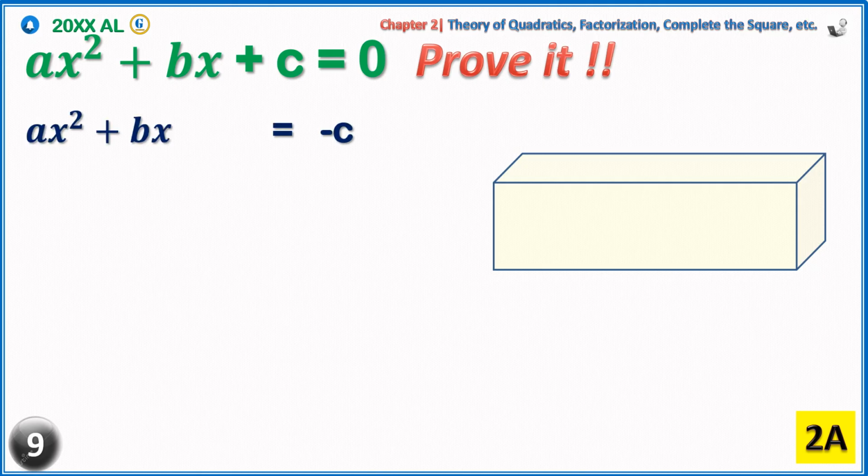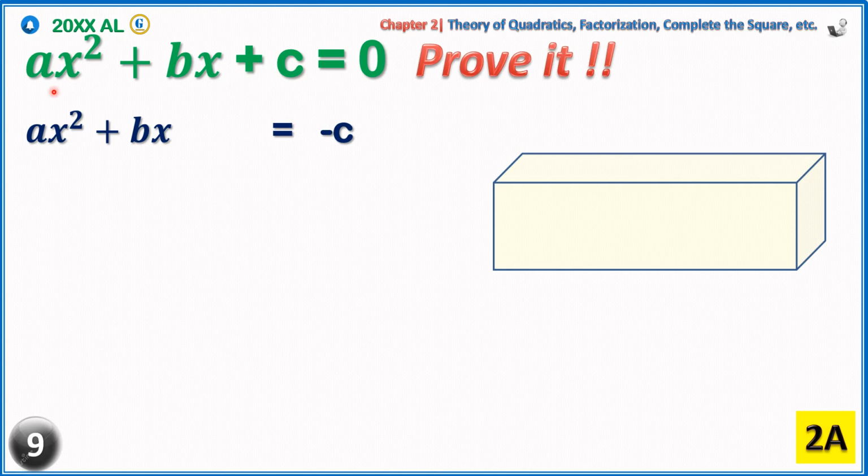Alright, so we have here. To do this proof, the first thing to do is to carry this c, this constant term, to the right hand side. Or we say we subtract c from both sides. We are left with this.